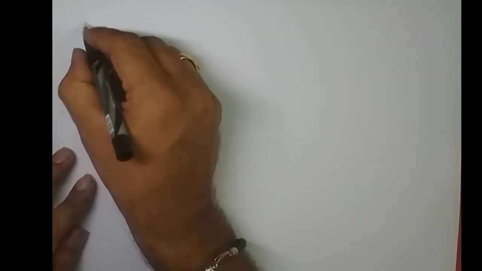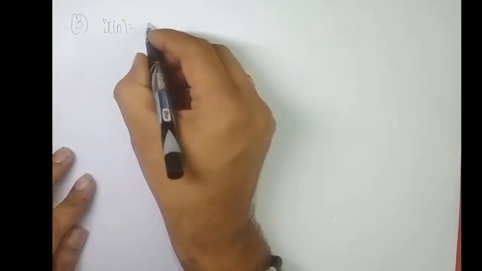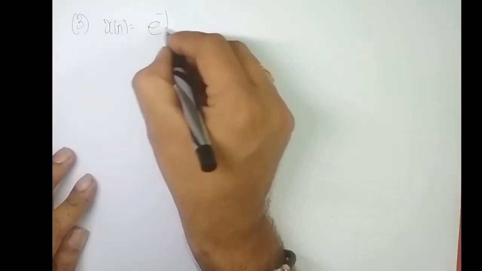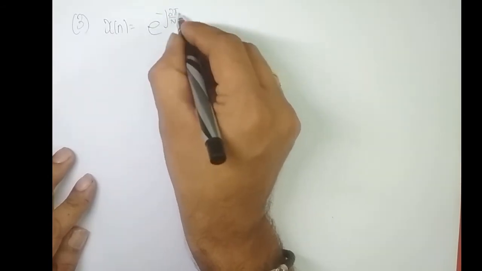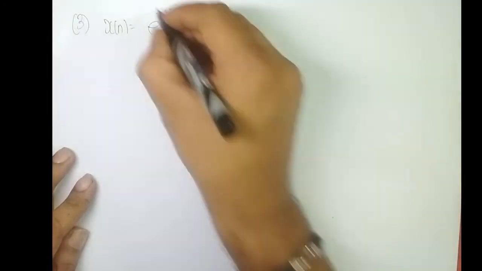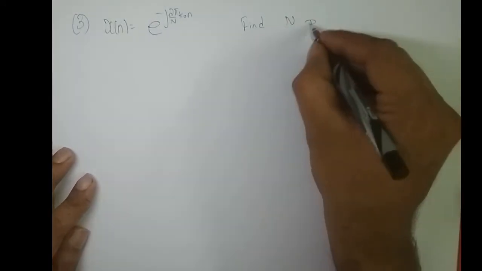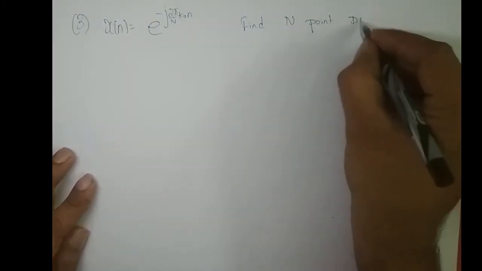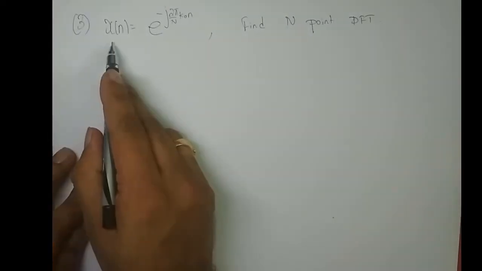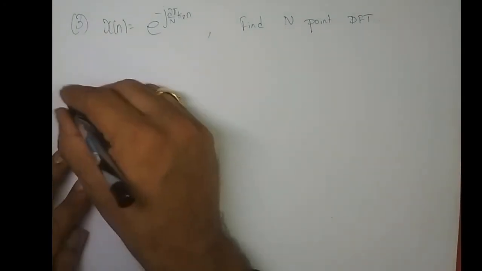Okay, next, third problem: x of n is equal to e power minus j 2 pi by N into k naught into n. So I need to find the N point DFT for the signal x of n equal to e power minus j 2 pi by N into k naught n. Okay, so solution.